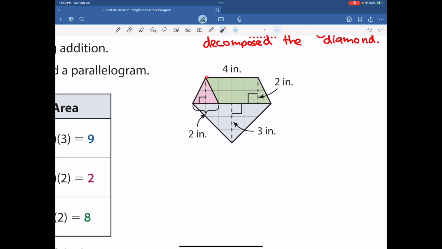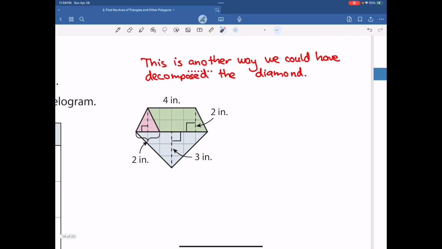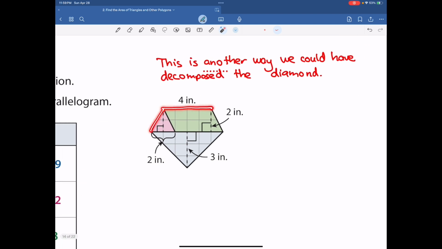So here's that same diamond logo. And on the previous page, we drew a line right here to create a trapezoid. But if you draw an extra line right here, notice that you have a triangle and a parallelogram. And then the bottom shape, that large triangle, is the same large triangle that we had previously. So let's go ahead and label each of those sections.